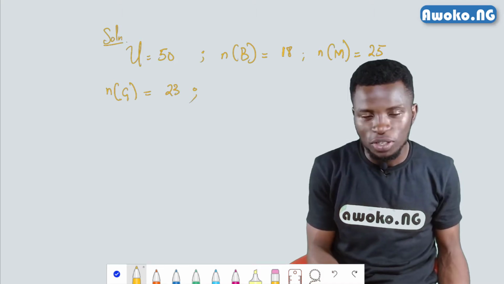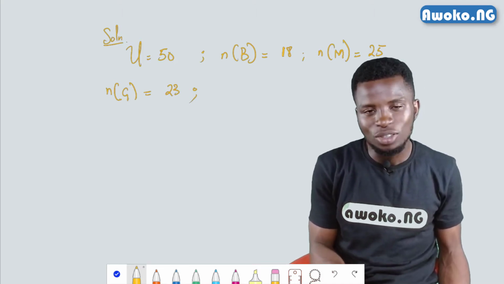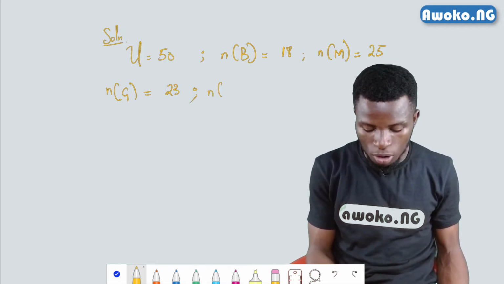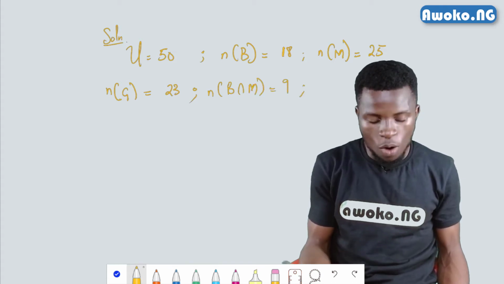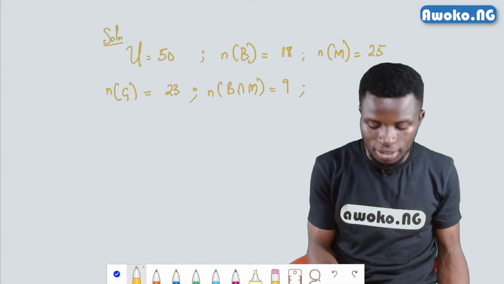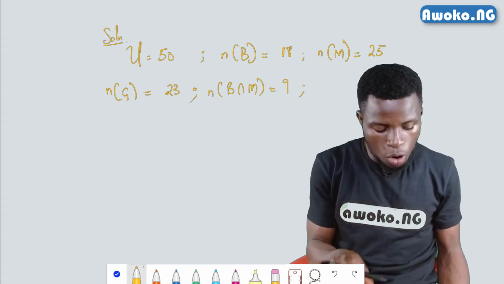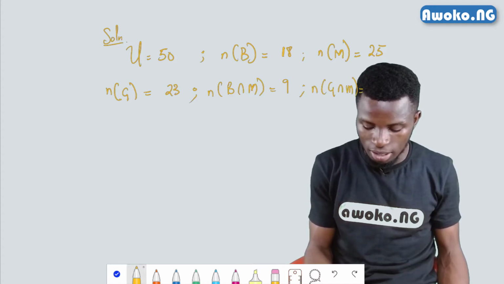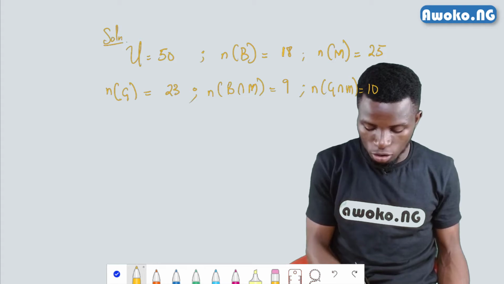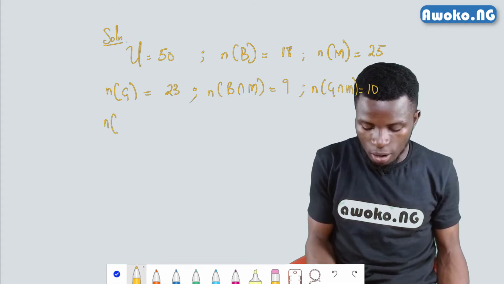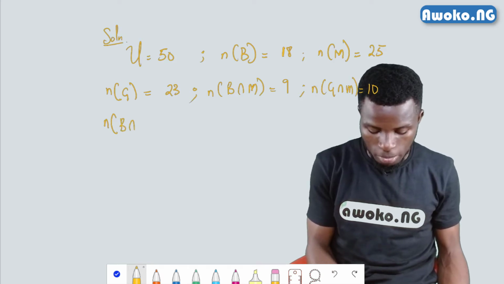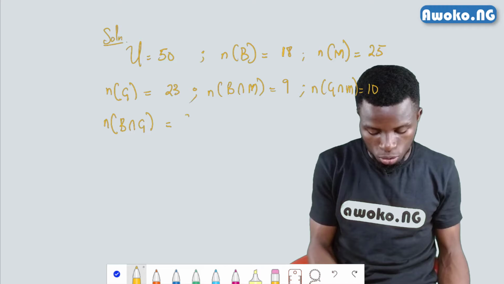The additional information here is that 9 students offer both biology and mathematics. So the number of biology intersection mathematics is 9. We're also told that the number of students that offer both government and mathematics equals 10. Also, the number of students that offer both biology and government is equal to 6.